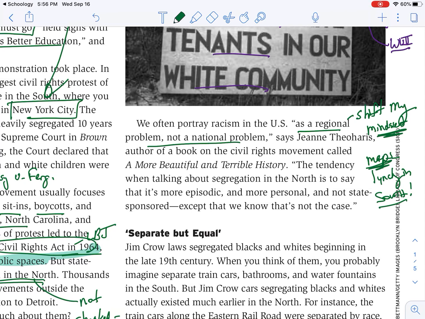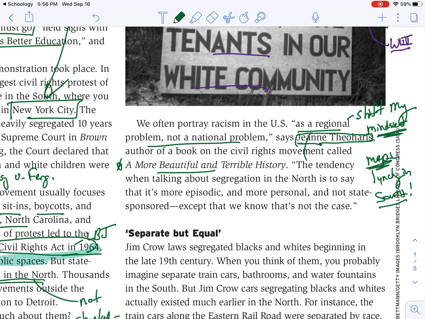So Jean Theoharis is the author of a book on the civil rights movement. Her book is called A More Beautiful and Terrible History. I don't know much about Jean here. I'm wondering if she is African American, if she's white, Hispanic, what her nationality is, what her connections are to the whole issue. And I'm also wondering, is she a doctor? Is she a professional person who does writing and research? Is she a newspaper reporter? I'm curious what led her to write this book.